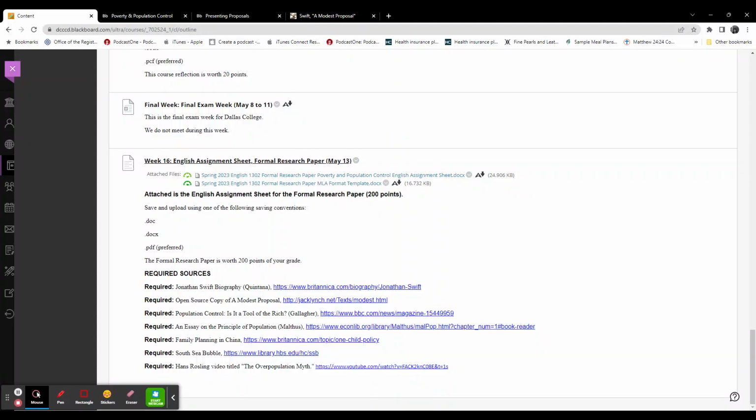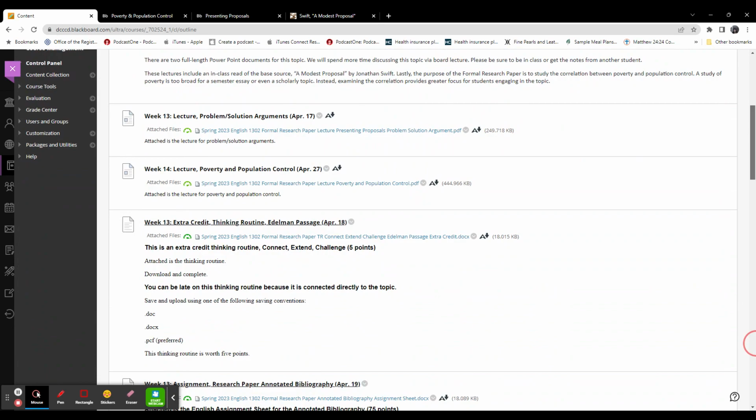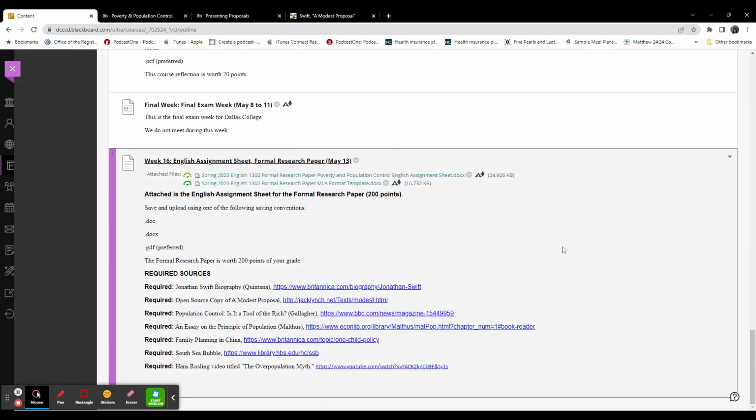So I want to go over A Modest Proposal, but I want to do a quick lecture so that you have an understanding of the context of A Modest Proposal. Remember, for the English assignment sheet, formal research paper, you have these required sources, and you have an annotated bibliography that is officially due Sunday, but with an extended date to Monday, the 24th. And so these are the required sources. I'm going to access two of the PowerPoint lectures as well, and just do a quick overview of them.